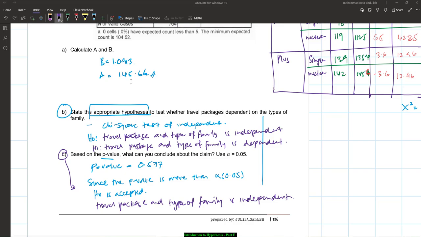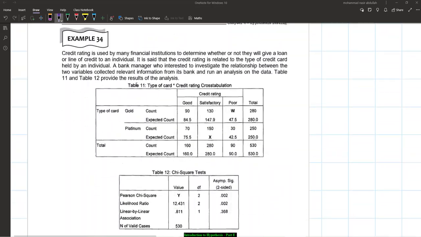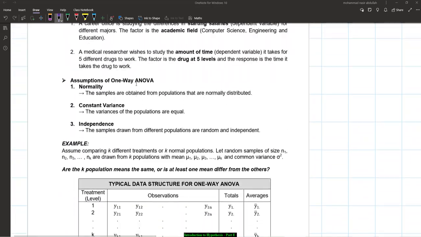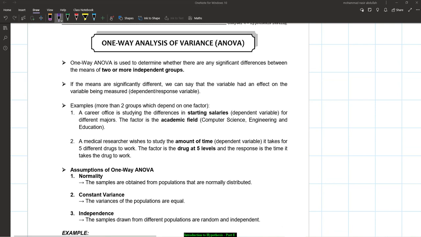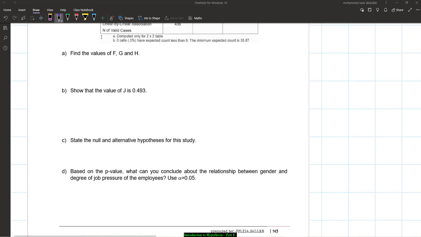Right. I think we will continue on the next topic, which is one-way analysis of variance. So this is going to be our last topic for the hypothesis chapter, right? So I think that's all. Thank you very much. Assalamu alaikum.